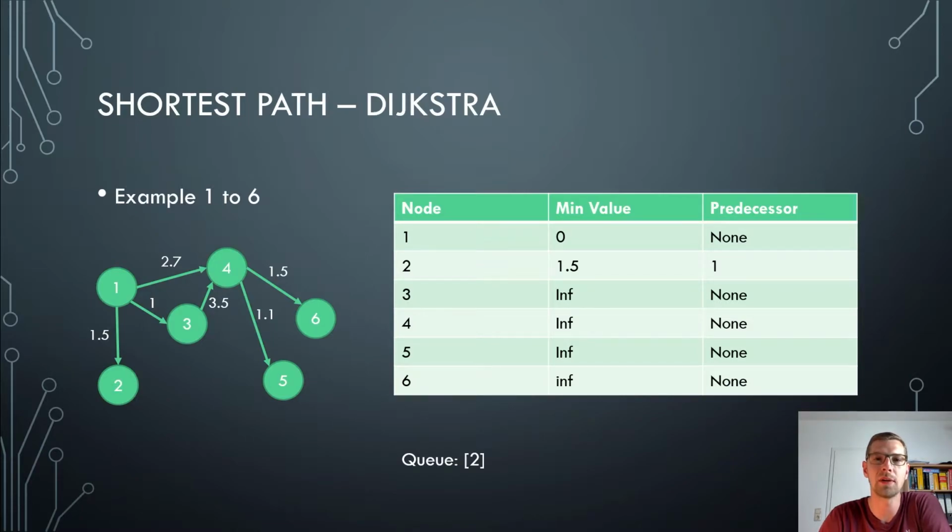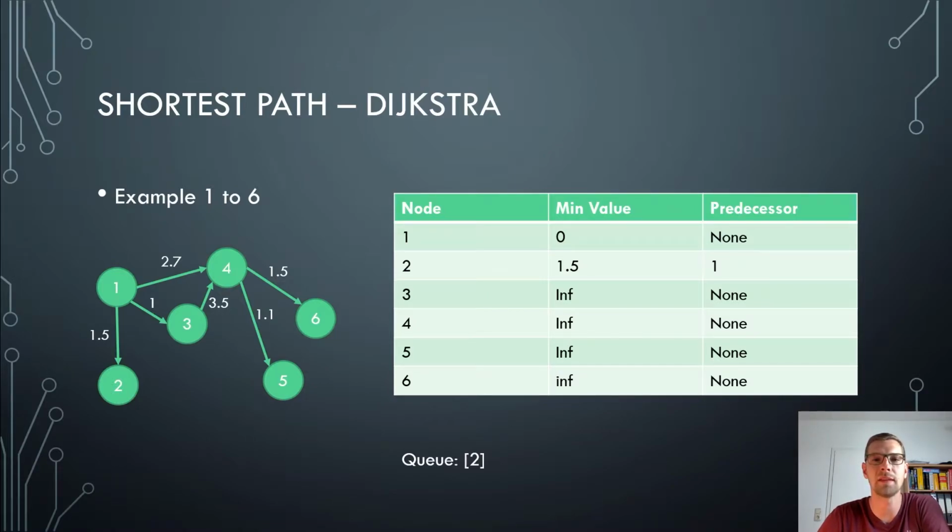Now we are looking for each next node, or each child node, however you want to call it, of our current node, and that is the 1. Here we have a look in our table, and we see that the minimum value from 1 to 2 is 1.5, and that is smaller than our infinity, so we can put it in as our minimum value. And then we put in our predecessor, that is 1, and we also append our node 2 to our queue. And we remove the 1 from our queue because we are currently working on it.